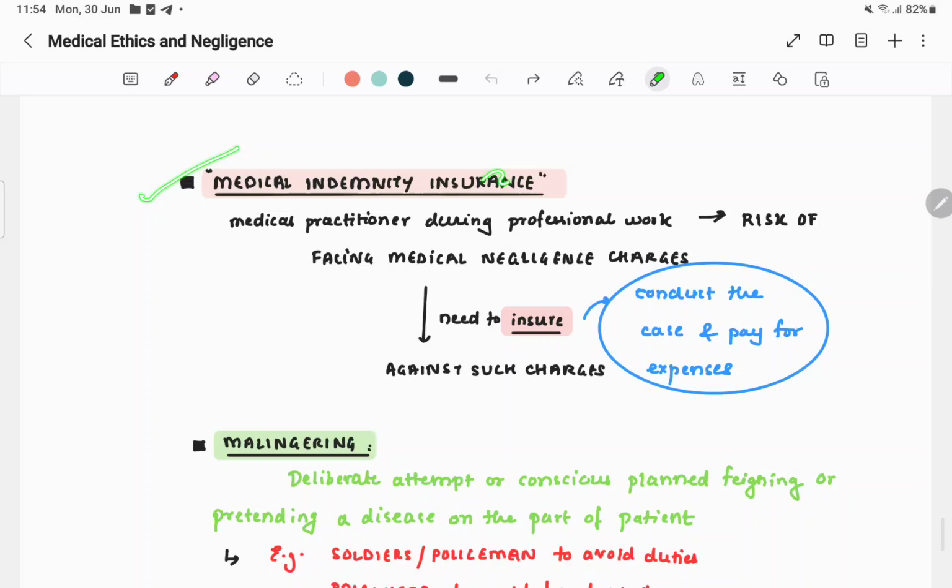Medical indemnity insurance. A medical practitioner during professional work runs the risk of facing medical negligence charges, so there is a medical negligence insurance for doctors against such charges. If a doctor has committed a negligent act and the court directs him to pay 5 lakh compensation to the patient, the doctor may face problems. But if he had the insurance earlier, then there will be no problem for the doctor. So it's medical indemnity insurance.